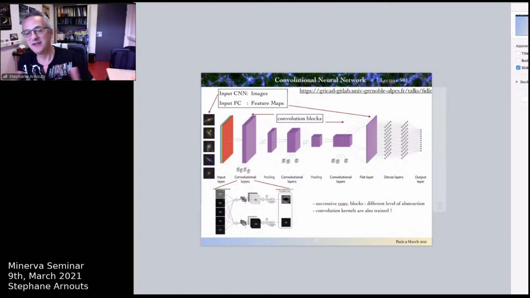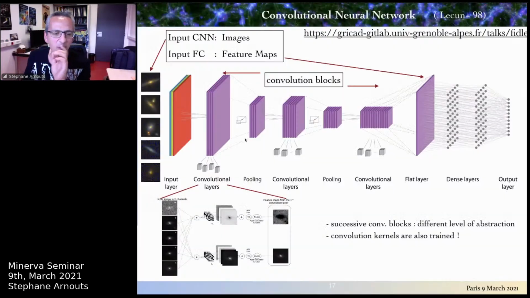We tried different blocks of convolution. Inside one block, you can even add more convolution. One important thing: when we say convolution, it is not something that we decide to do. We decide the size of the kernel, but every value is trained by the network. It's not a specific convolution by a Gaussian of this width. So it will optimize all the values inside this convolution kernel.